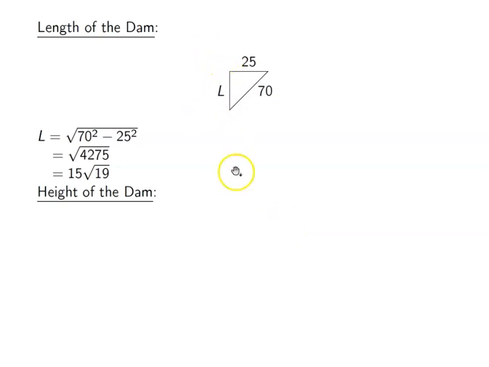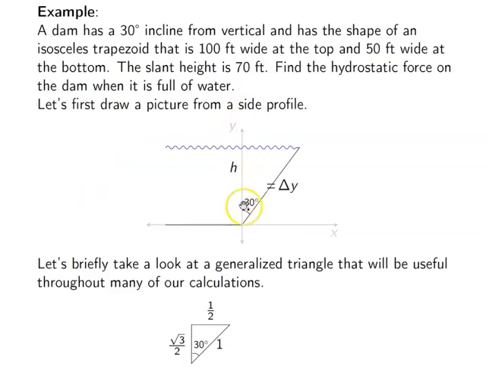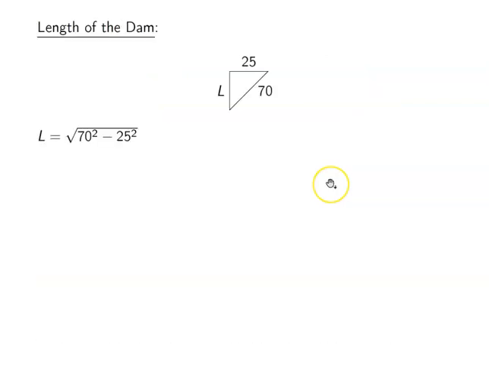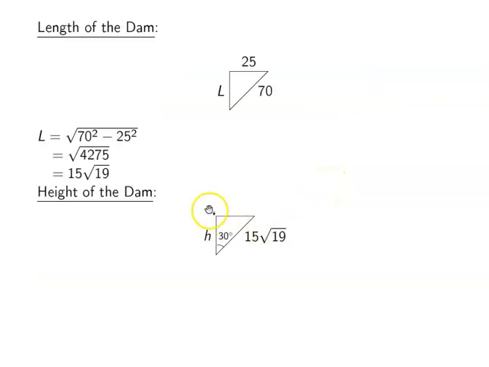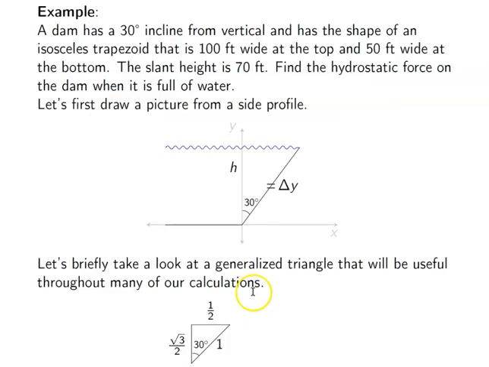So now that I know the length of this, I can find the height of my dam, because now I have this side length. It's 15 root 19. If we look at the triangle I have now, it's 30 degrees, height of h, and the slant face length was 15 root 19. In order for me to find h, I just make some equivalencies here. So cosine of 30 degrees for this triangle is adjacent over hypotenuse. We also know that cosine of 30 degrees from my triangle way back here is root 3 over 2 over 1.